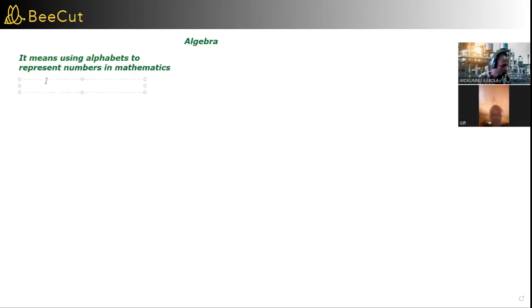For instance, if I say 3 plus 6 equal to 9. If you see something like this, it's easier for you because you know 3 plus 6 equals 9.